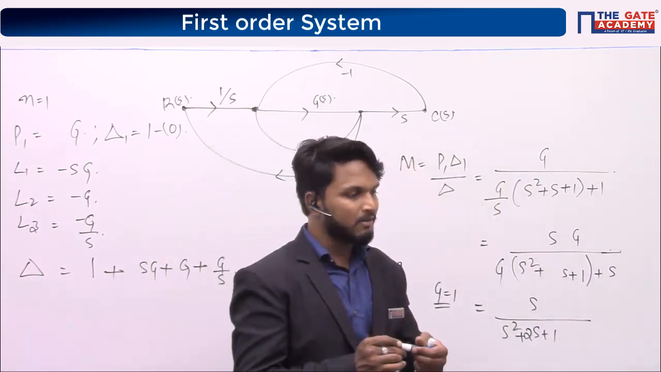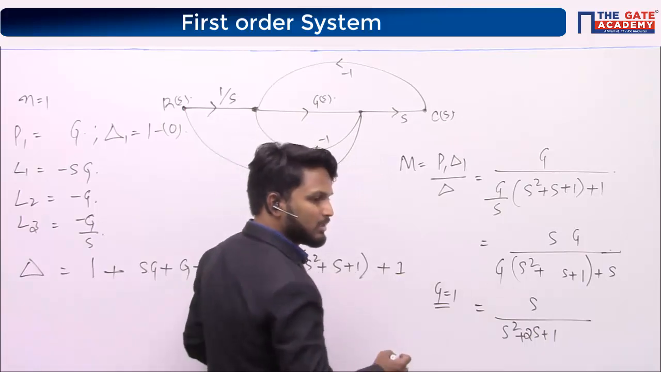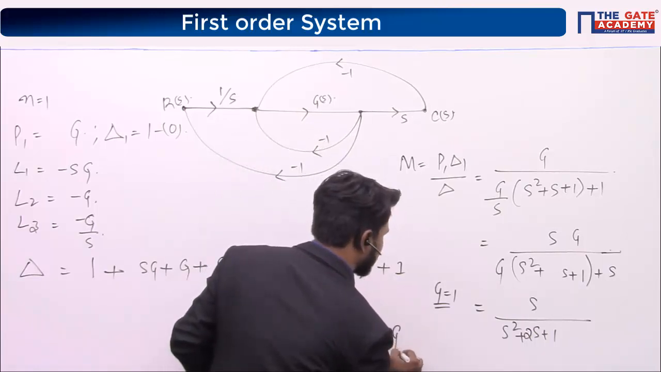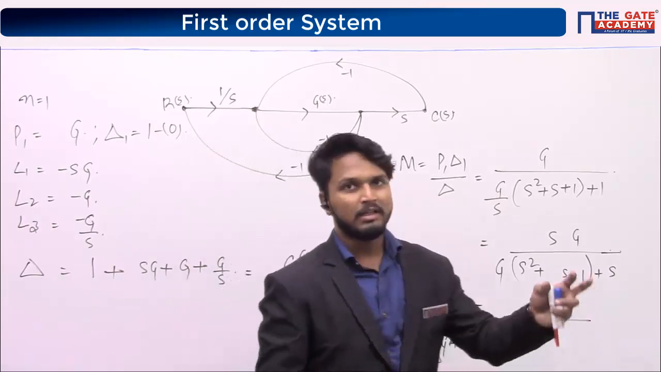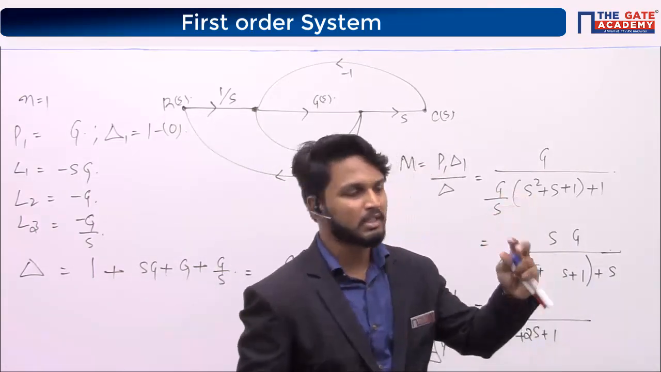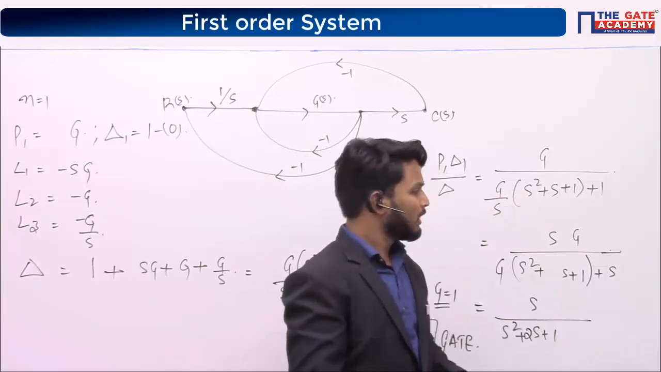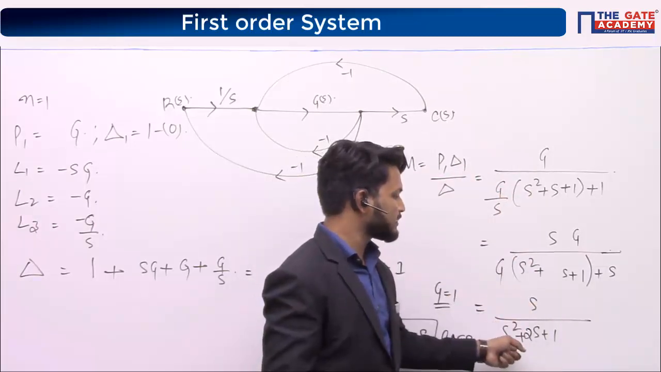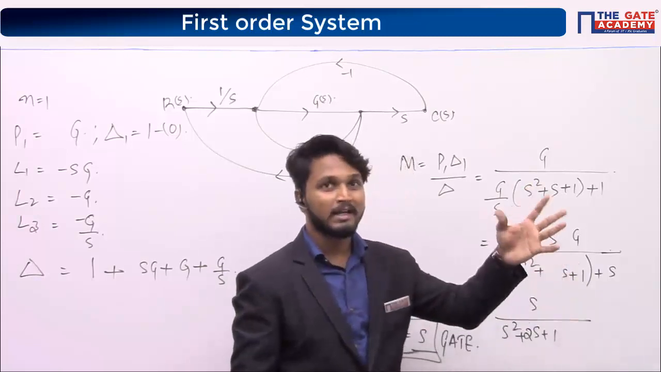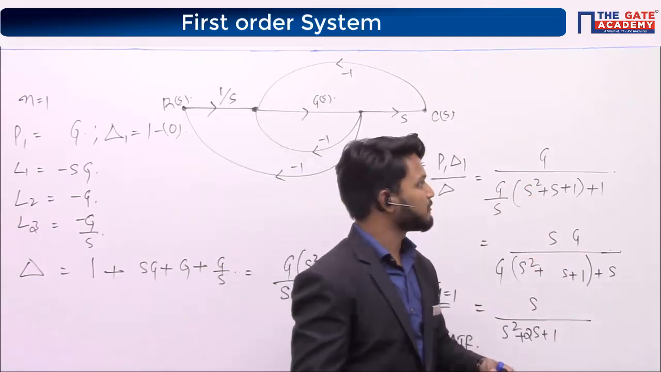But the answer given by the GATE board is G is equal to S. This is given by the GATE board. So this is a grace score for all. There was a mistake in the question. The question was given to be wrong, right? If G is equal to 1, then only you will get S by S square plus 2S plus 1. And that is also not matching with the transfer function given in the question.